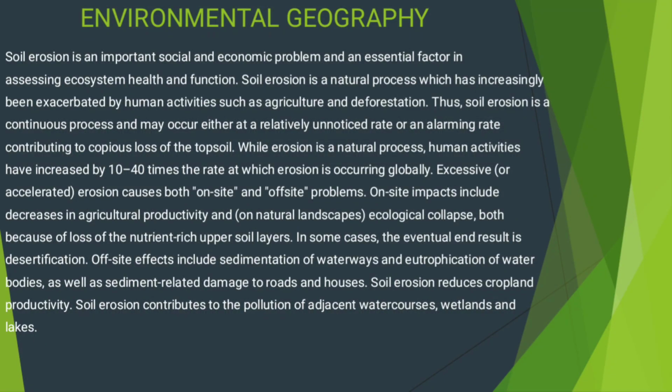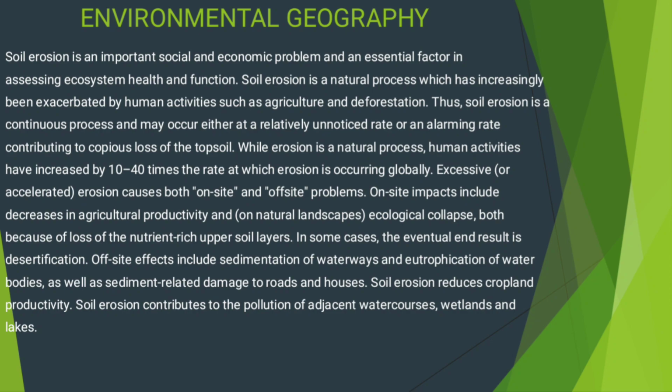Good morning, everyone. Today we are going to learn about environmental geography, and under this we are going to look at soil erosion. What is soil erosion? Soil erosion is a continuous process and may occur either at a relatively unnoticed rate or an alarming rate, contributing to copious loss of the topsoil. That is the definition of the term soil erosion.